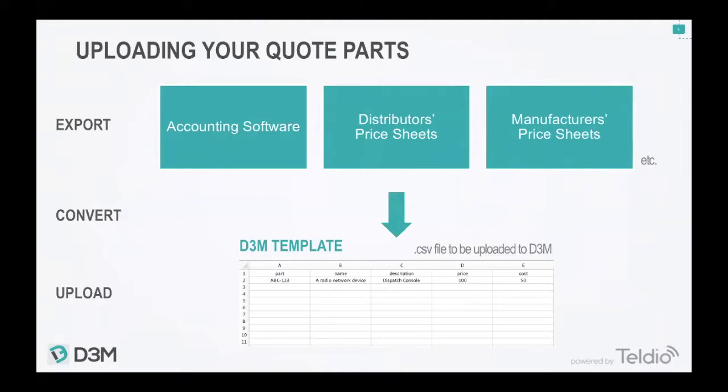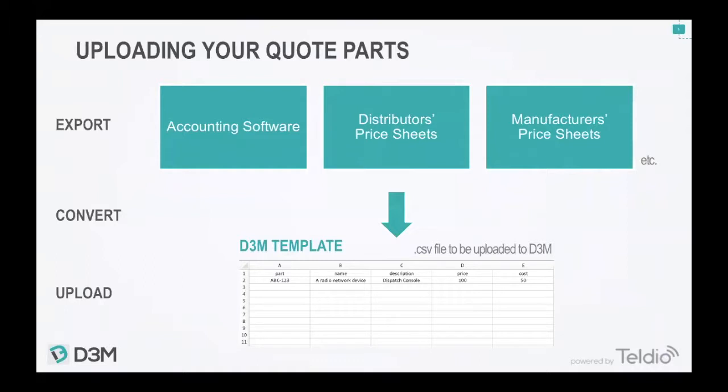For example, I know that Motorola Online offers the ability to download all that pricing, and we'll be going over that example today. The idea is that you take all these different places where you might have pricing and put them together so that they fit this D3M template. Our template is very straightforward, as you can see in the screenshot here. It's really a matter of getting a part number, a name, a description, a price, and a cost, getting all that information sorted, and then you can upload it into D3M.